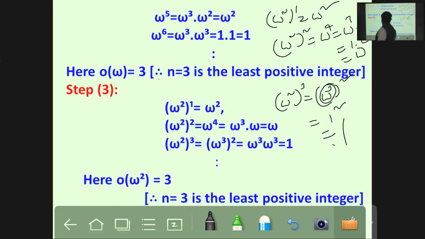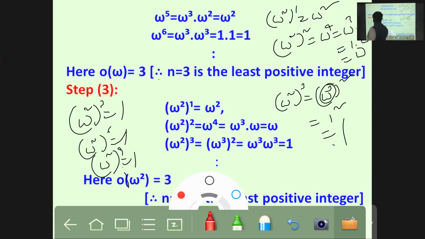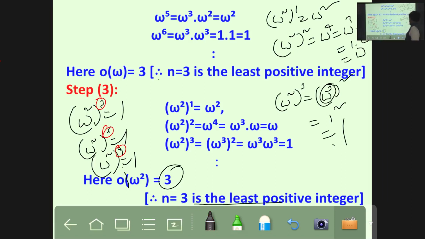So finally, omega square whole cube equals 1, omega square whole power 6 equals 1 by observation, omega square whole power 9 equals 1, and so on. What is the least positive integer? 3, 6, 9. So 3 is the least positive integer.